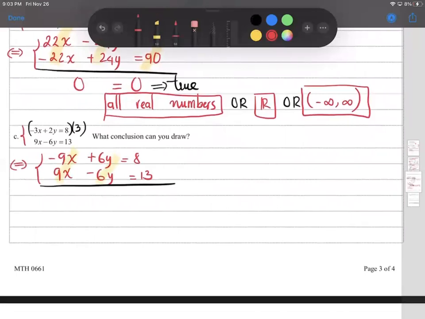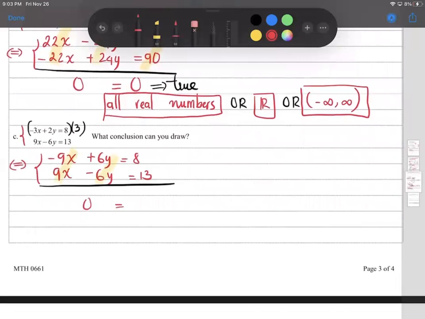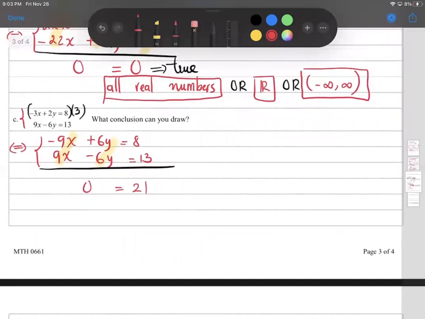So on the left hand side, I got 0. On the right hand side, 8 plus 13, that's 31 or 21, right? That's 21. Oh, I'm sorry. 8 times 3 is 24. I forgot to multiply. By the way, that's a very common mistake. Forgot to multiply the constant by the multiple. So 24 plus 13, that's 37.